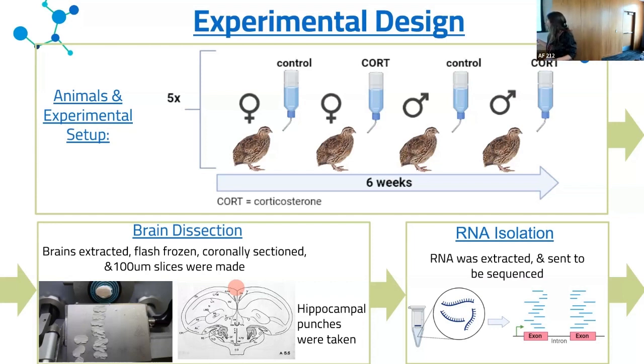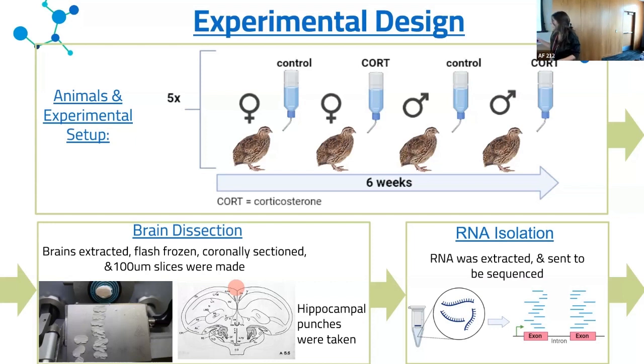So what we did was we had a total group of 20 birds, of which they were given their treatment through water. So if birds were stressed, they were given CORT laced in their drinking water. And if birds were not stressed, they were just given regular drinking water. And that was done for 5 each male and female control and CORT treatment.